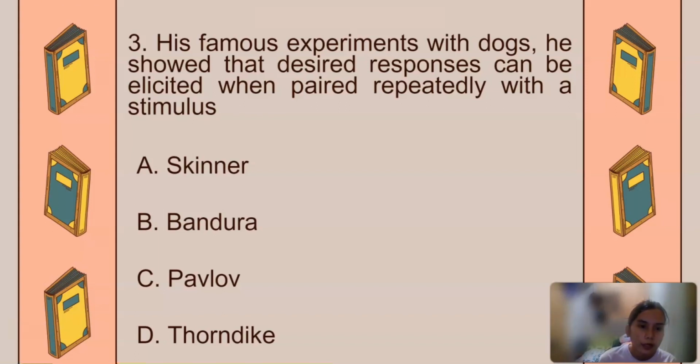First, we have Skinner. That is letter A. Letter B for Bandura. Letter C for Pavlov. Letter D for Thorndike. Again, for letter A, it would be Skinner. B, Bandura. C, Pavlov. D, Thorndike. So what is the correct answer for this question, guys, about the famous experiments that is associated with dogs?